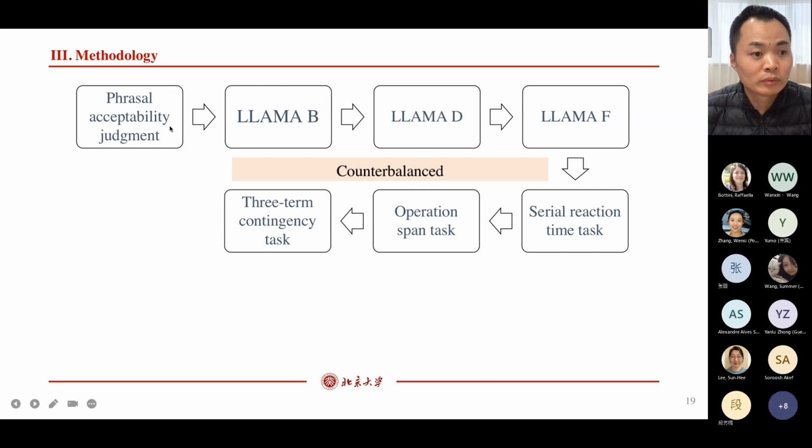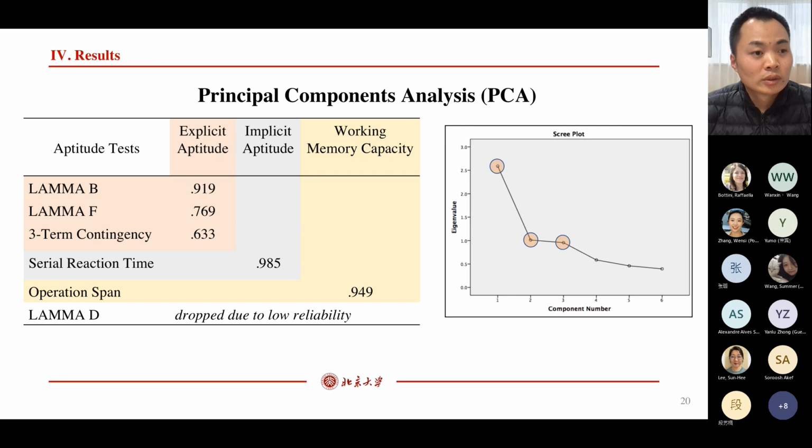We're going to have people do the phrasal acceptability judgment task first, and then the aptitude tasks will be counterbalanced, and generally these tasks can be done in one session in one day. So, results.